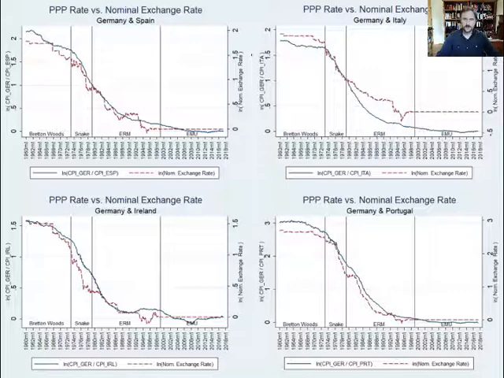For other country pairs, a similar development of actual and purchasing power parity exchange rate is obvious. For example here, between Germany and Spain, or Germany and Italy, Germany and Ireland, or Germany and Portugal. The story is basically the same in these cases.